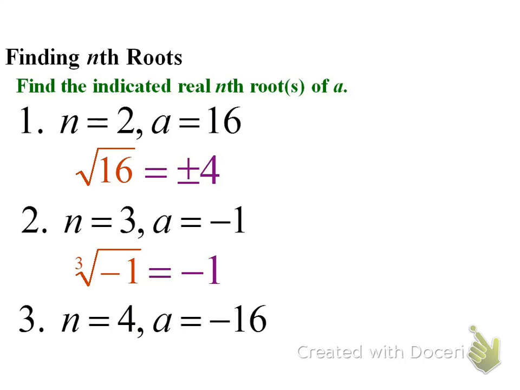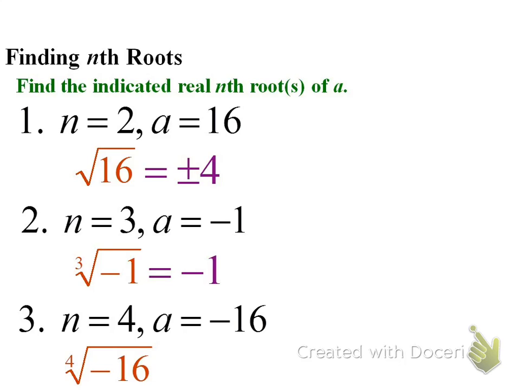All right, here's our third example. So the n number is our index. That's going to go in front of our radical. So we want the little 4. And then we want a negative 16 as our radicand. So inside the radical, we're going to write a negative 16. You would say this out loud as the fourth root of negative 16. So what number to the fourth power would give you negative 16?